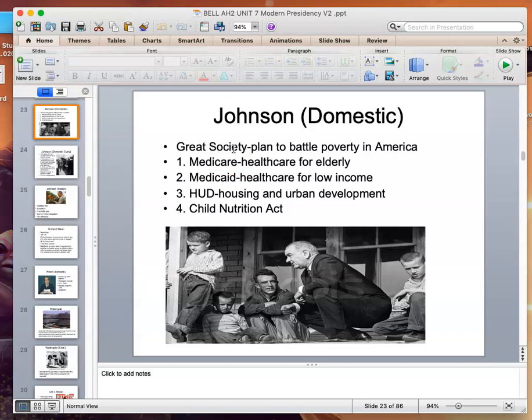It also created HUD, which is Housing and Urban Development, which created public housing for poor Americans in the United States, and the Child Nutrition Act, which guarantees free and reduced lunch for those who qualify, those whose parents make less than a certain amount a year and fall below the poverty line.